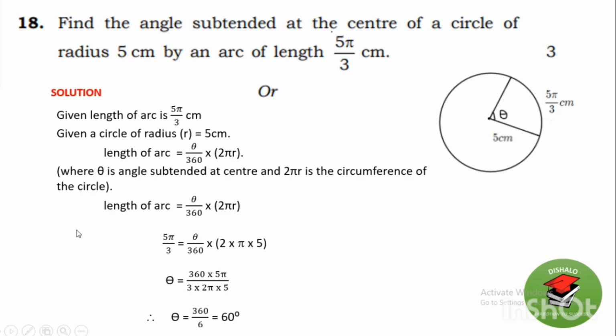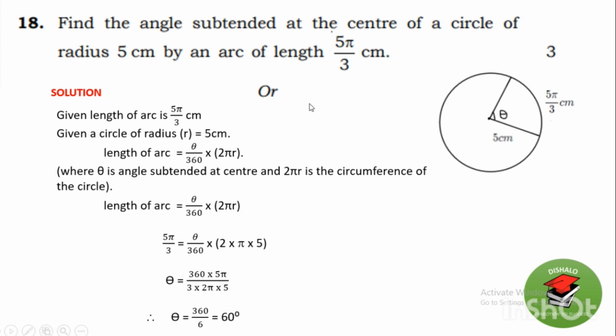So which formula will you use? We will use this formula. Length of the arc equals theta divided by 360 into 2 pi r. Okay, where what is theta? It is the angle subtended at the circle at the center, and 2 pi r is the circumference of the circle. So this is the formula. So length of arc equals theta divided by 360 into 2 pi r.